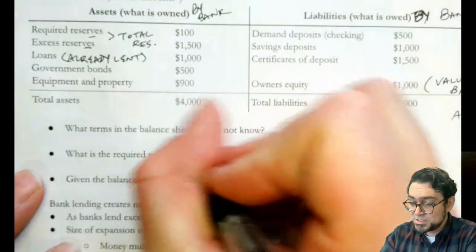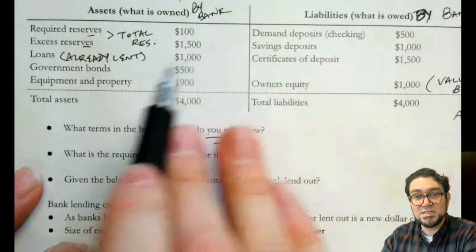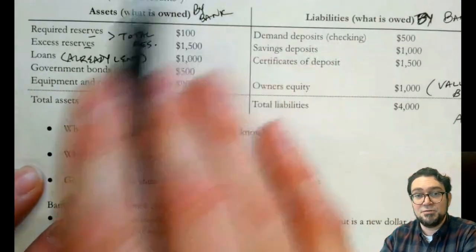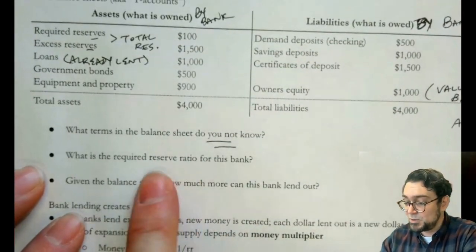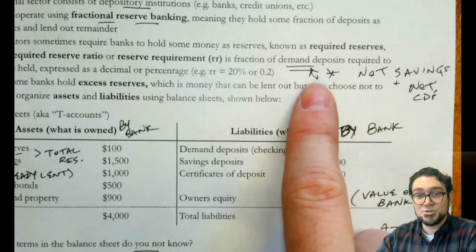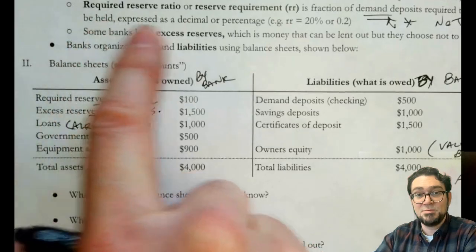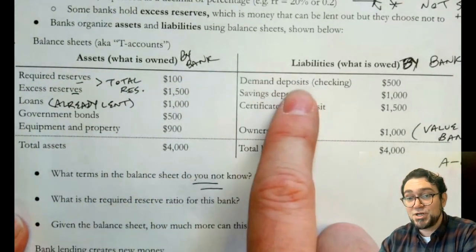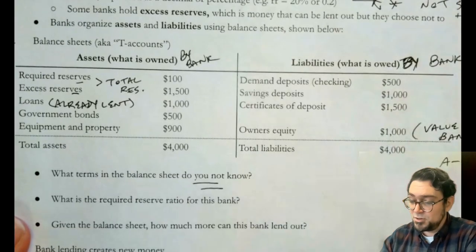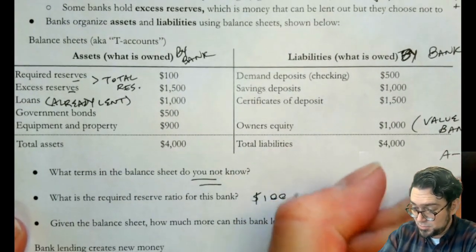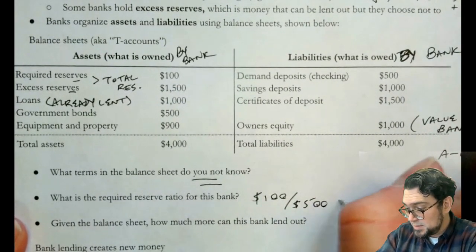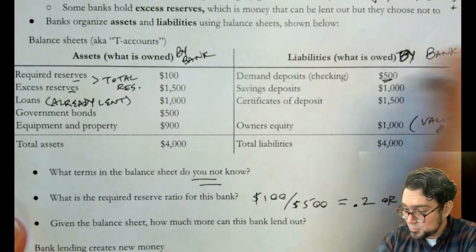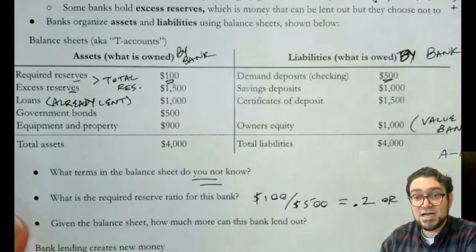Now, this is really more just for you in class. If there are things that you're not sure what these words mean, it's a good chance to get them answered. But often you'll get a question like this: what's the required reserve ratio for this bank? So let's take a look. Well, just a moment ago, I told you it's the fraction of demand deposits required to be held. They're holding $100, and it's the fraction of the demand deposits. So 100 over 500 is equal to 0.2 or 20%. And where are those coming from? That's the 100 and the 500 right there.